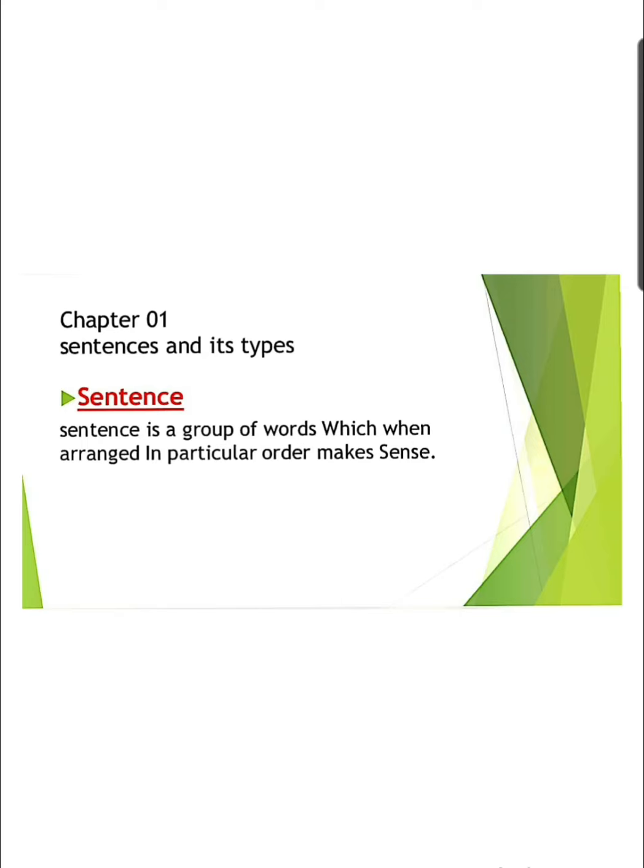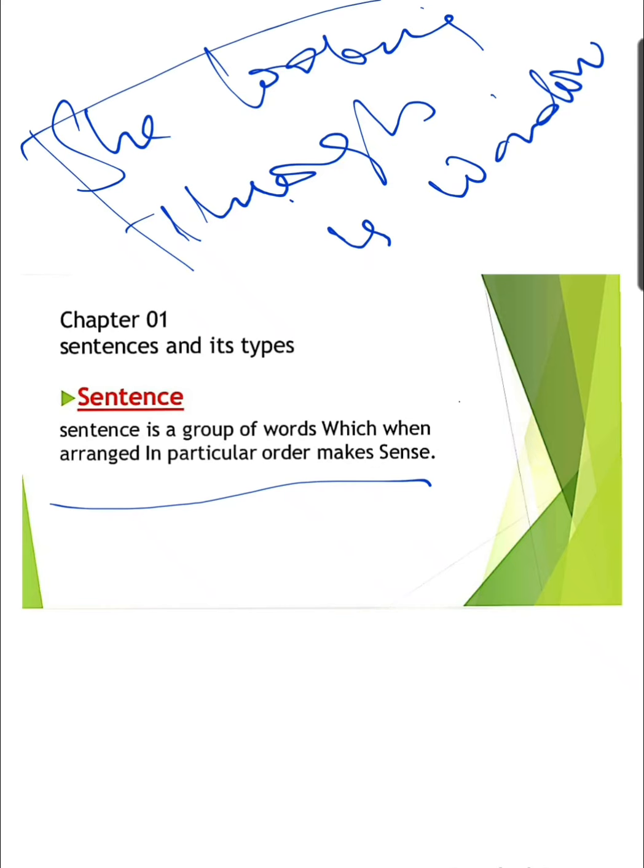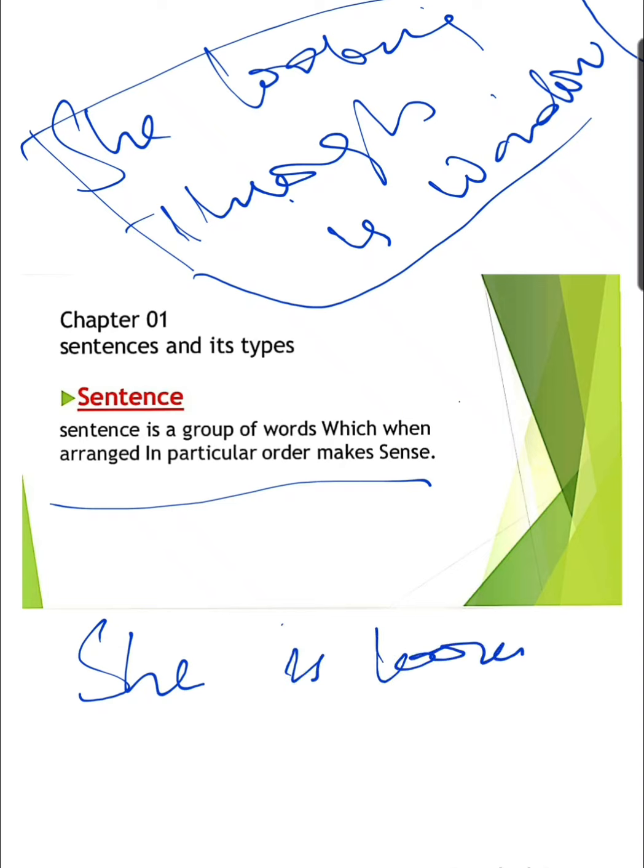So, as I have written here, the definition of a sentence is a group of words which, when arranged in a particular order, makes sense. So, guys, you must be knowing the sentence before it. So, here is the perfect definition of it. For example, "she looking through is window." Students, this is a group of words, but does it have any sense? No, it doesn't have any sense. So here I would write it down in the particular manner. She is looking through window.